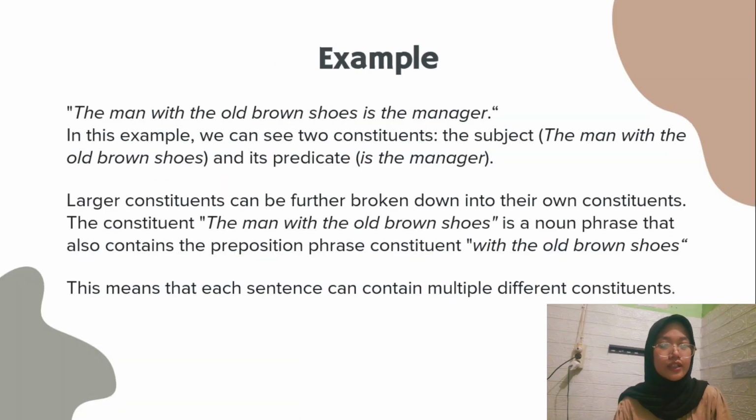For example, the man with the old brown shoes is the manager. In this example, we can see two constituents. The subject is the man with the old brown shoes, and its predicate is the manager. Larger constituents can be further broken down into their own constituents. The constituent the man with the old brown shoes is a noun phrase that also contains the prepositional phrase constituent with the old brown shoes. This means that each sentence can contain multiple different constituents.